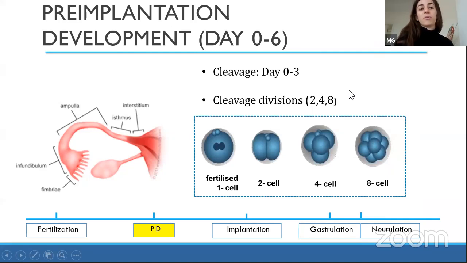Okay, so let's start then with pre-implantation development. I'm going to shorten it to PID later. So it's from day 0 to day 6. In terms of where the zygote is, as we said, it was fertilized around the ampulla. It's traveling down slowly, down the isthmus, down the interstitium, and into the uterus. So it will arrive in the uterus and settle on day 6. In the meantime, as it's traveling down, it's dividing, okay? So it's dividing, very importantly, by cleavage divisions.